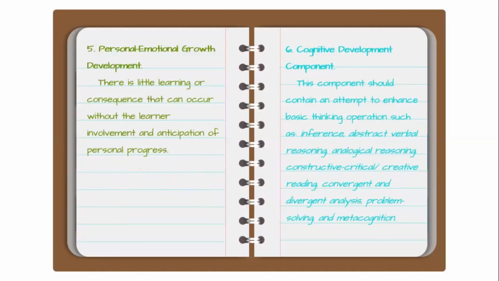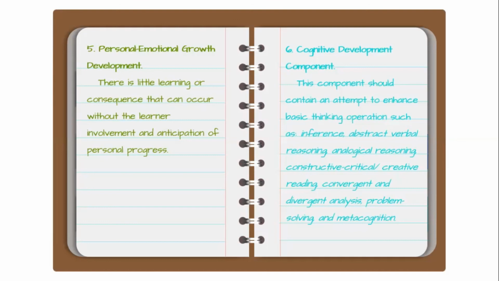Number 5, personal emotional growth development. There is little learning or consequence that can occur without the learner's involvement and anticipation of personal progress. So learners should have the time or the ability to monitor their own progress. It is a self-assessment, an enrichment activity to identify if they really learned something.